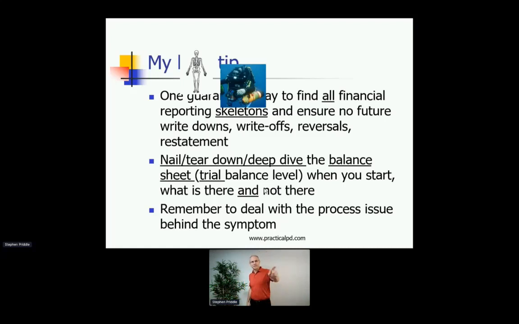And remember to deal with the process issue behind the symptom. The process issue behind the symptom. So in the story of negative inventory, I could have had accounting fix it then, but the system could have kept producing negative inventory. There's a serious system issue. So you have to deal with the process issue behind the symptom.